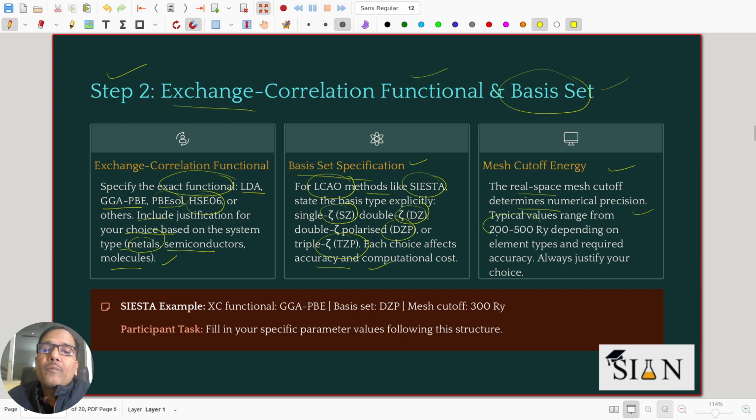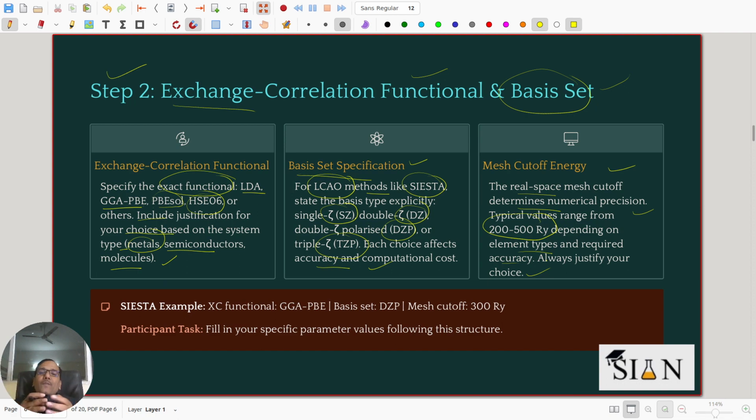Typically values range from 200 to 500 Ry depending on the element type and requires accuracy. Always justify your choice. Even in some hands-on sessions, I have explored in my group how I generally start writing that research article. The 3 to 4 hands-on sessions I have devoted to that are for my research group, and I am sharing them with you in this particular course. So that is my practice.